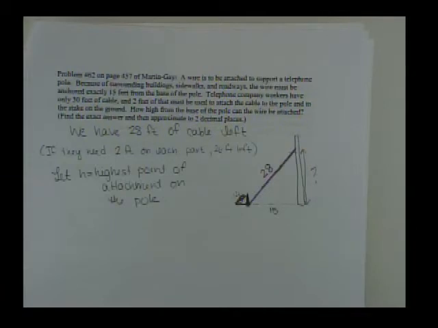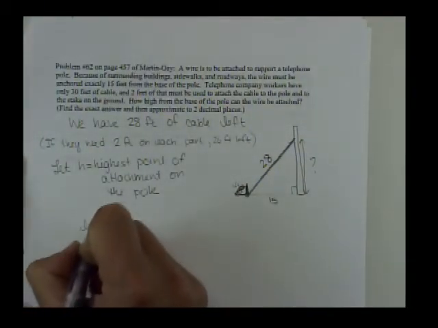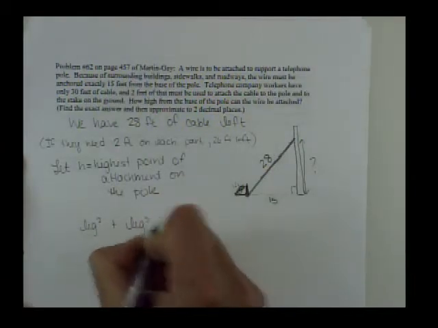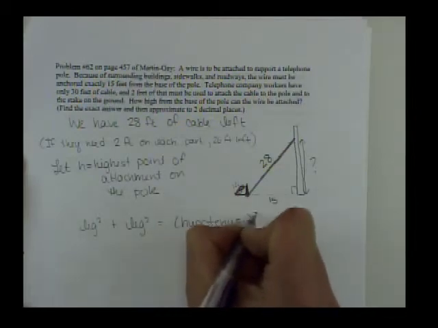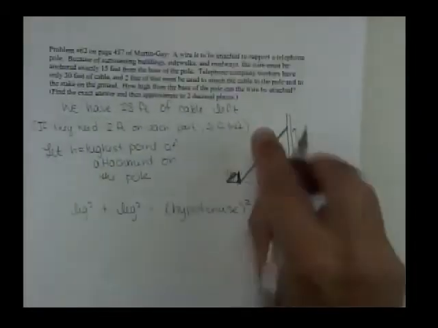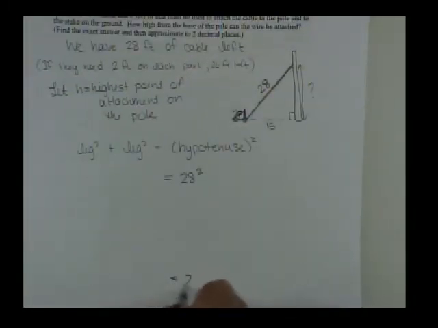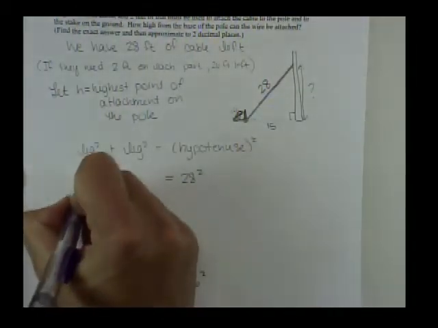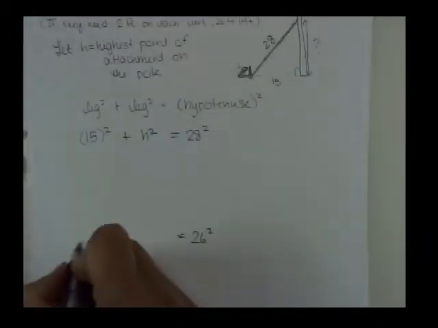Well, what's special about the picture we've drawn? It's a right triangle. So we can use the Pythagorean Theorem. And remember, for the Pythagorean Theorem, it's leg squared plus leg squared equals hypotenuse squared. So which one is the hypotenuse? The 28, right? And if we had done it the other way, we'd have a 26 there. So then one leg is what? 15, and the other leg is the one we don't know that we called h. So 15 squared plus h squared.